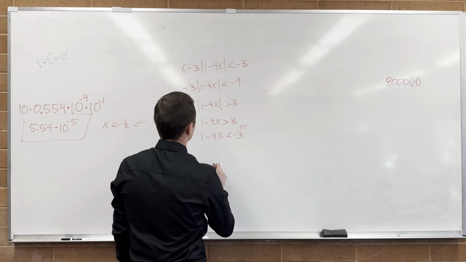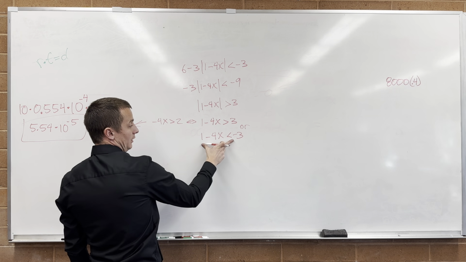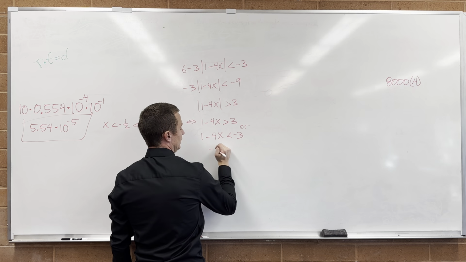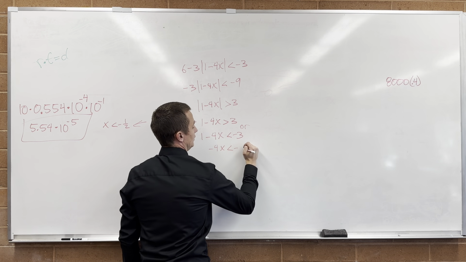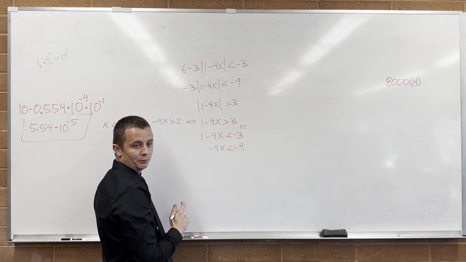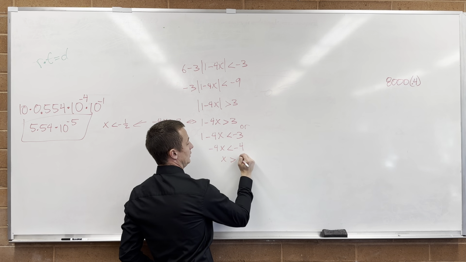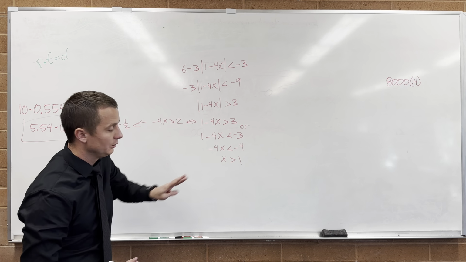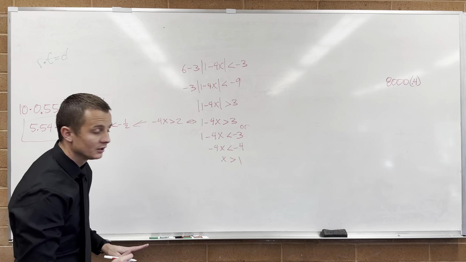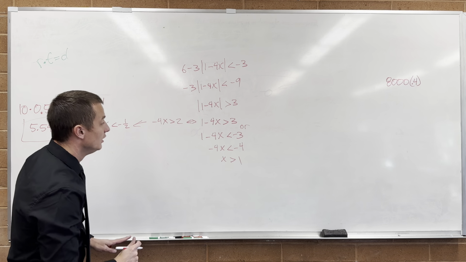Or, let's see what this one gives us. From here, I'm going to subtract 1 from both sides. So we get negative 4x is less than negative 4. Now, divide both sides by negative 4, and we get x is greater than 1. Flip the inequality because we divided both sides by a negative. So x is greater than 1 or x is less than minus 1/2.